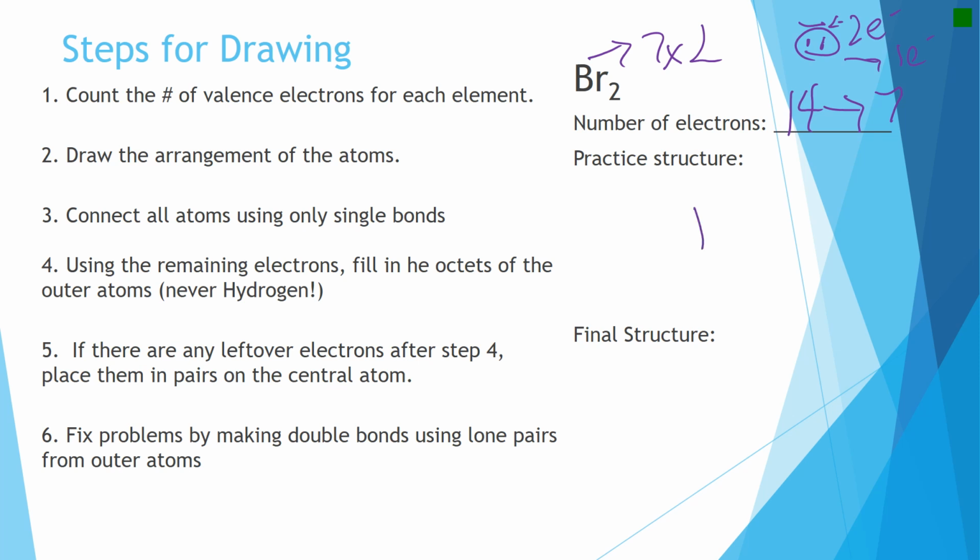Because there's only 2 elements, there really is not going to be a center atom. So we've got 2 Brs drawn. Connect all atoms using only single bonds. So we're going to put a single bond there.